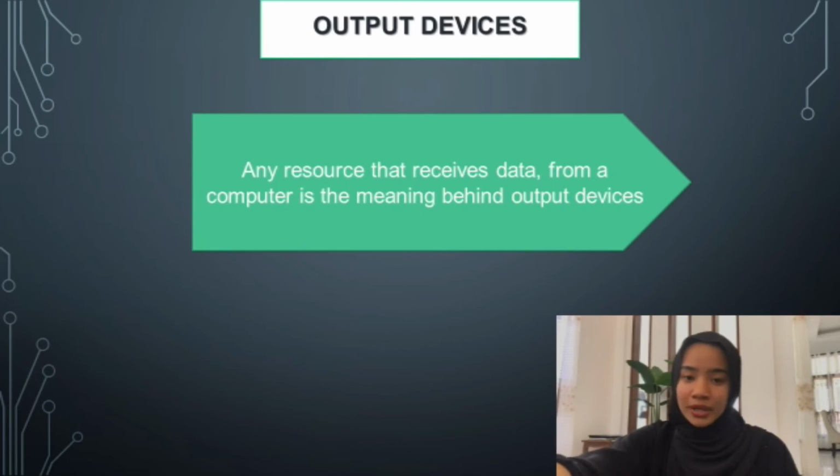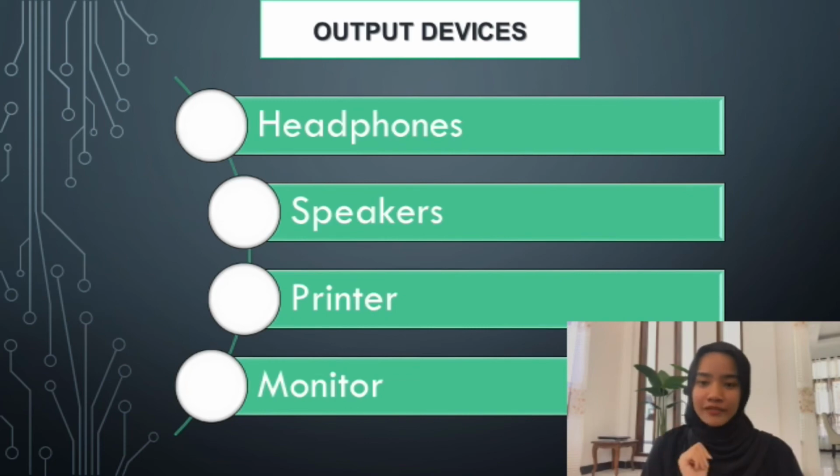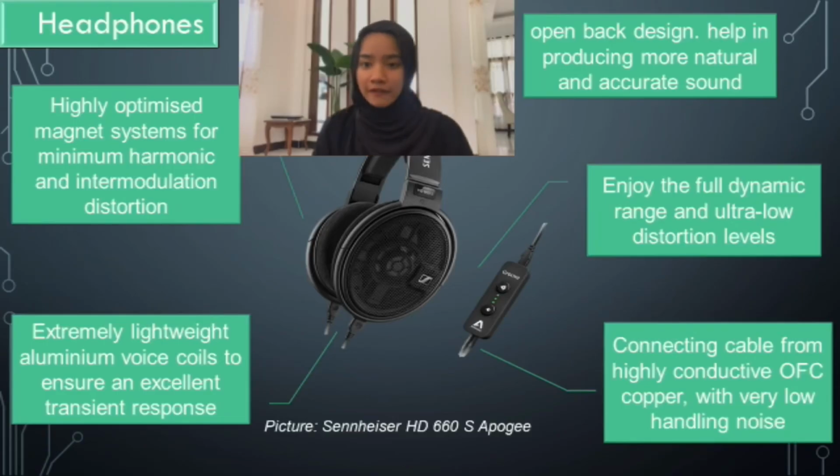So the next one that we are going to explain more is the output devices. First of all, what are output devices? Output devices are any resource that receives data from a computer. There are four output devices that we are going to recommend to Nawal, which are headphones, speakers, printer, and also monitor. The first one is headphones.